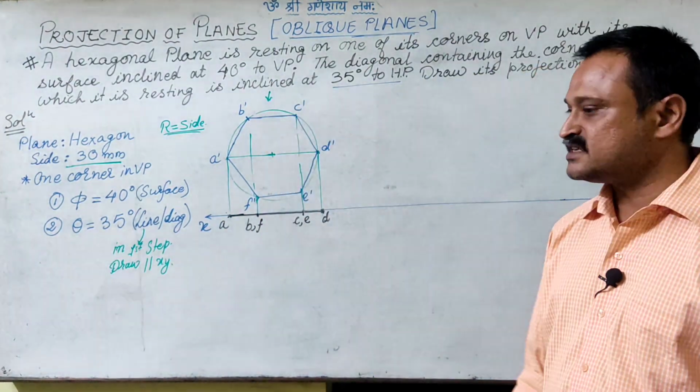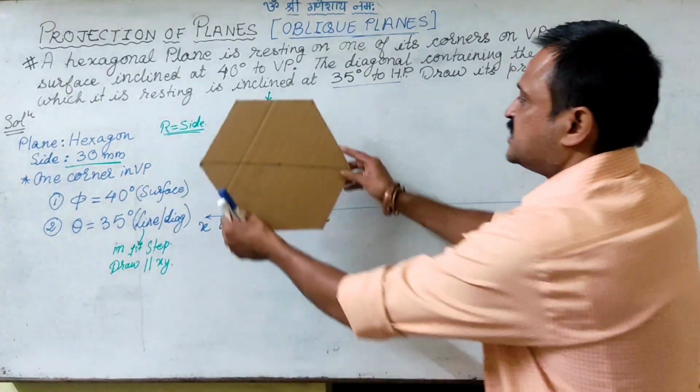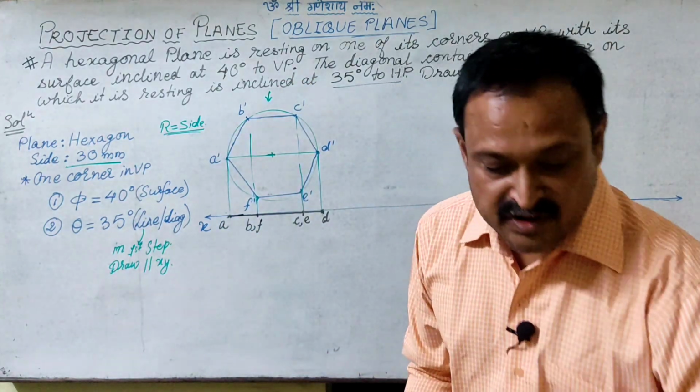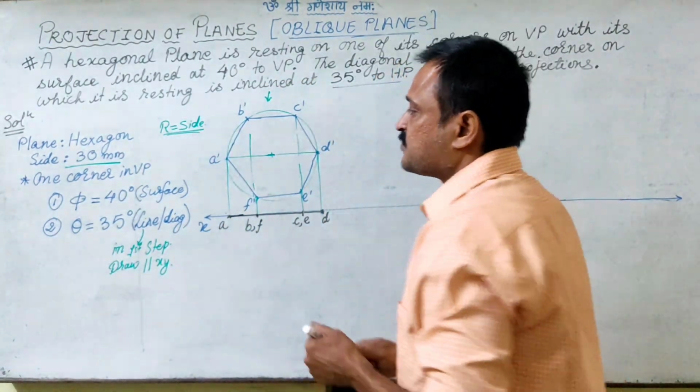So this is how I get the first initial condition. Then what we did, we have placed it. Now we give the surface inclination. So we will now include the first condition.